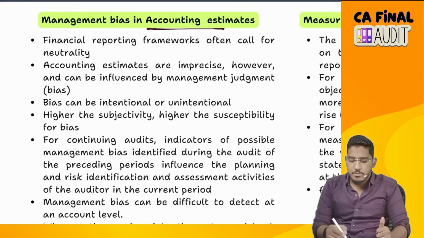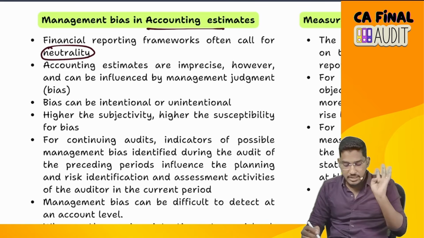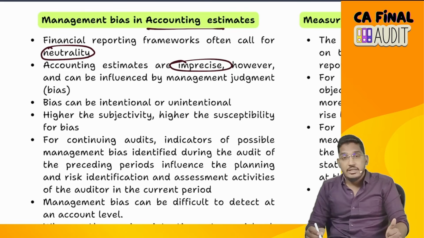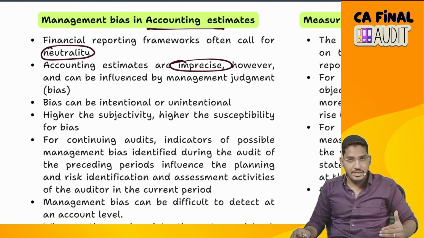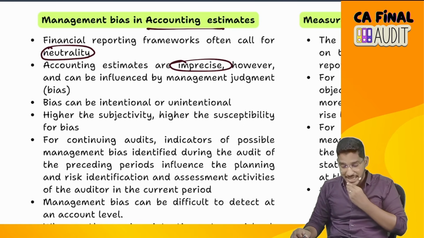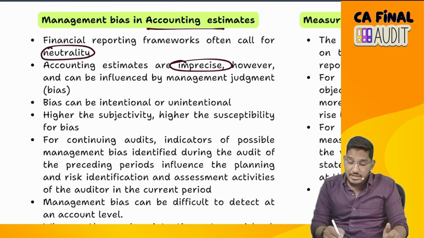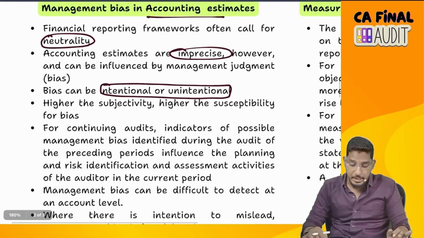See, every financial reporting framework will call for neutrality. All the standards will say management has to take neutral decisions. But since accounting estimates are imprecise, they can be influenced by management judgment. Since you don't have precise means of calculation, since they are purely assumption based, it is completely depending on management judgment. And this bias can be intentional or unintentional. If they are unintentional, okay. If they are intentional, very much problematic.